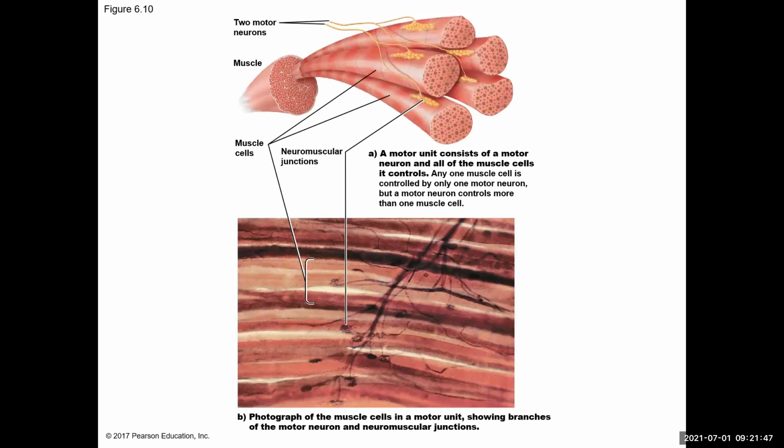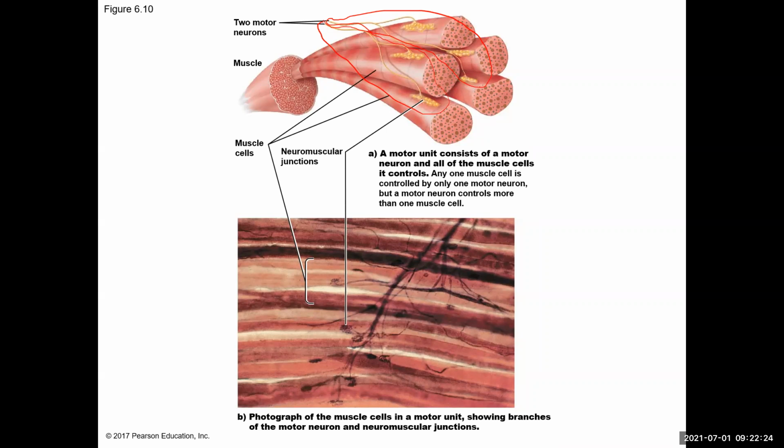So here we have 2 motor neurons that are controlling these muscle cells. This motor neuron controls these two muscle cells, and this motor neuron controls these three muscle cells. And so we have basically two motor units here. A motor unit consists of the motor neuron and all the muscle cells. We have one motor unit with the two, one motor unit with the three.